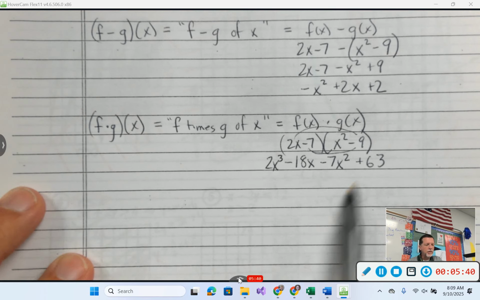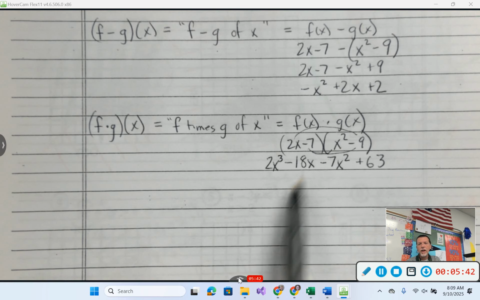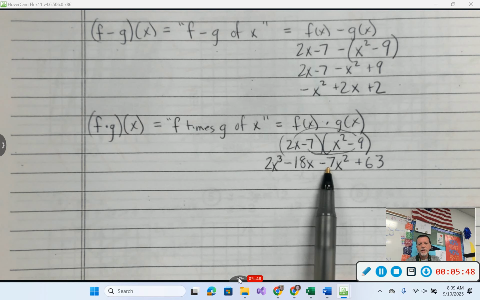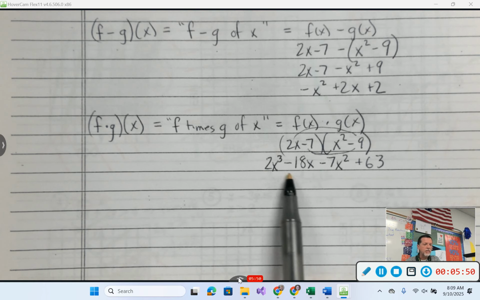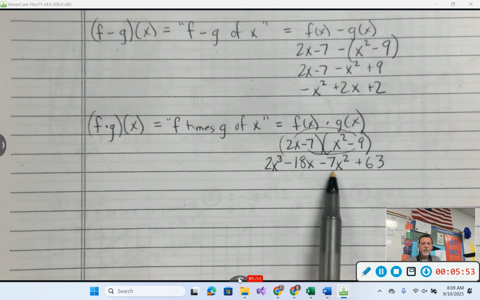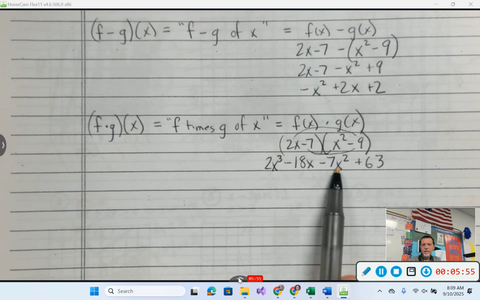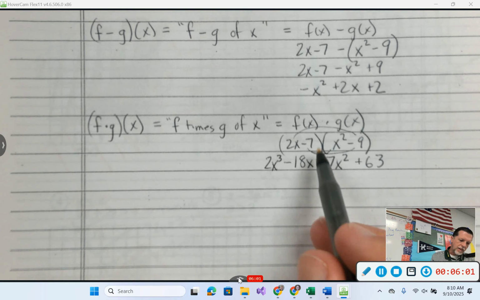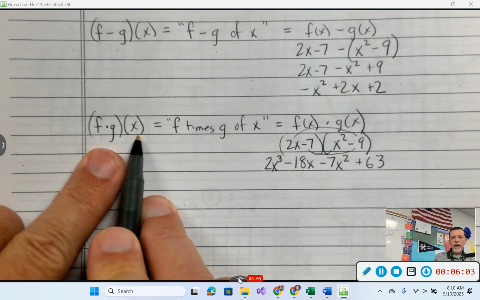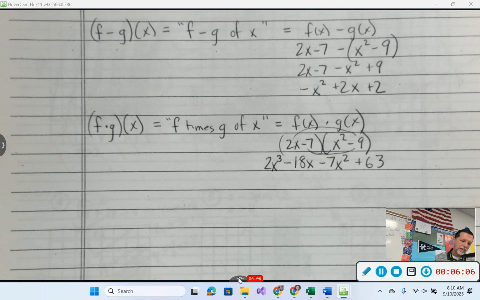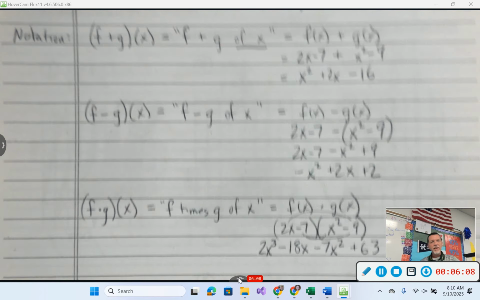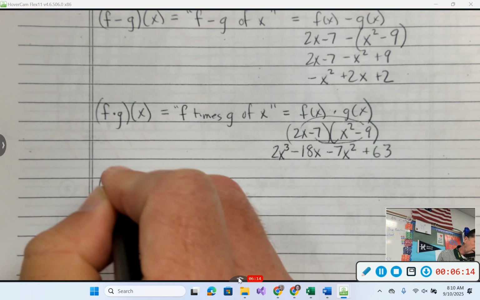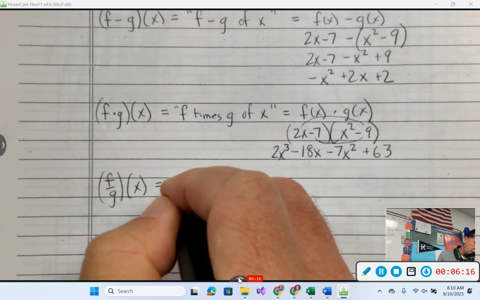The foiling step you did a bunch in Algebra 1, so that should be okay. If it bugs you that they're a little out of order, you could rewrite them in order, meaning the power's decreasing, but you don't have to. It's fine as is, but it does look a little funny with the x squared and the x. So that's f times g. Again, I'm not multiplying by x, I'm multiplying f and g. So that's what I've got. And what's left? Division. f divided by g of x.